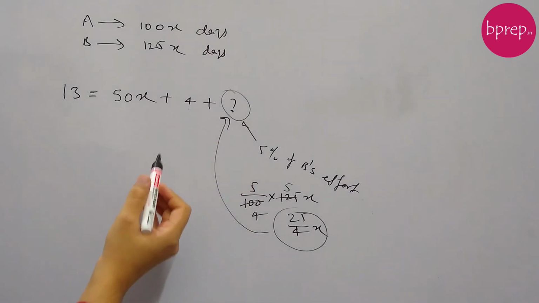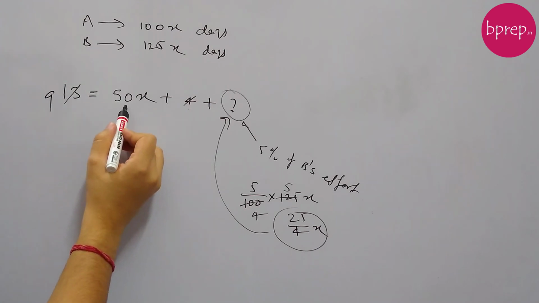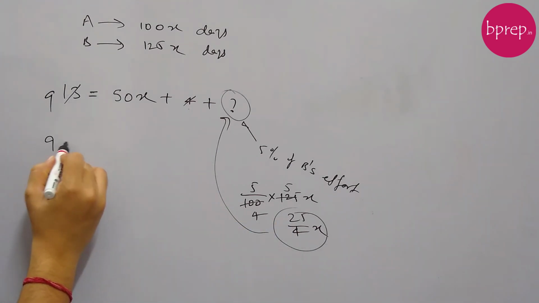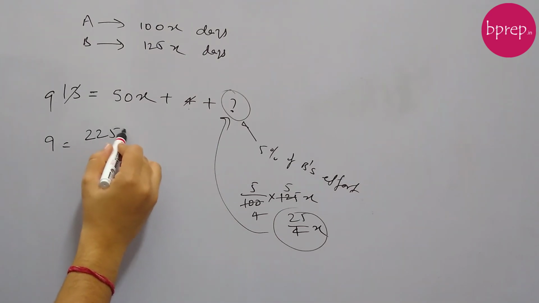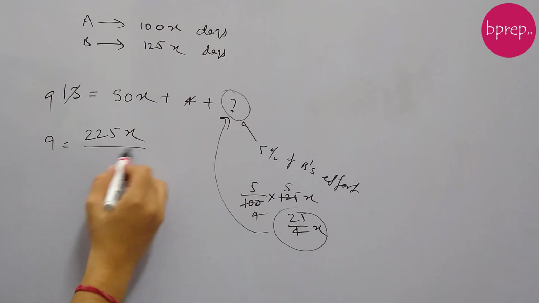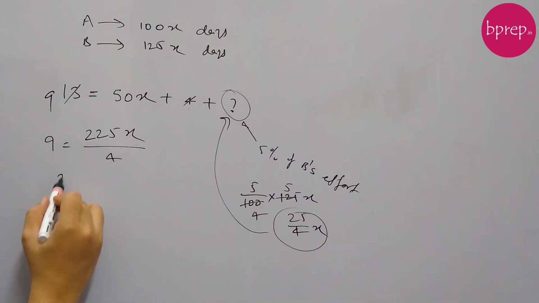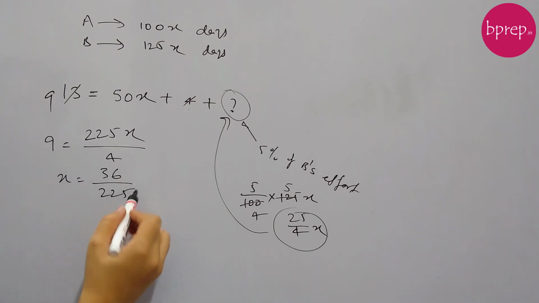So what will our equation be? This 4 we can move to this side, so it will be 9. And 50x plus 25 by 4 x. So we will have 9 equals 225x by 4. From here we can get the value of x as 36 by 225.